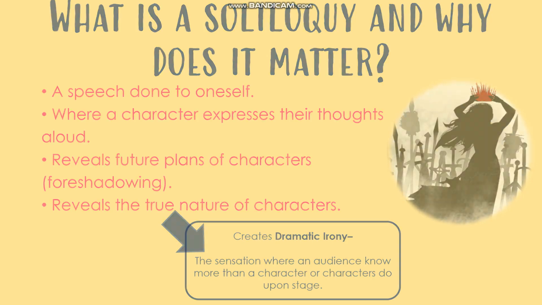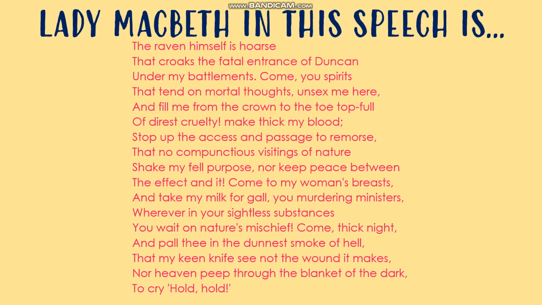And this soliloquy from Act 1, Scene 5 is quite often known as the Unsex Me Here soliloquy. Essentially, here she finds that Duncan is going to be coming to stay in the castle, and she therefore knows that she has an opportunity to take Duncan's life with her husband so that he has a bit more of a faster passage to becoming king.